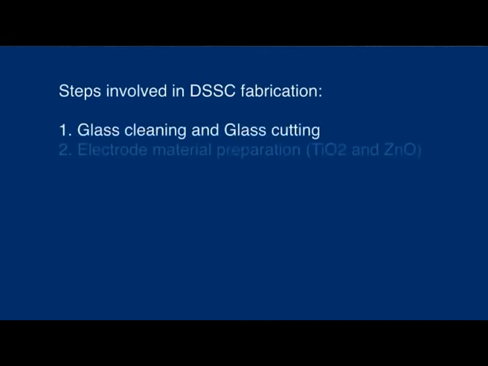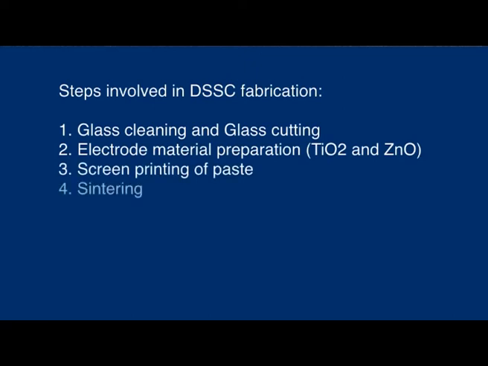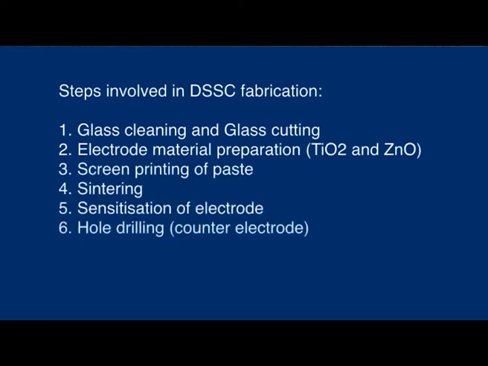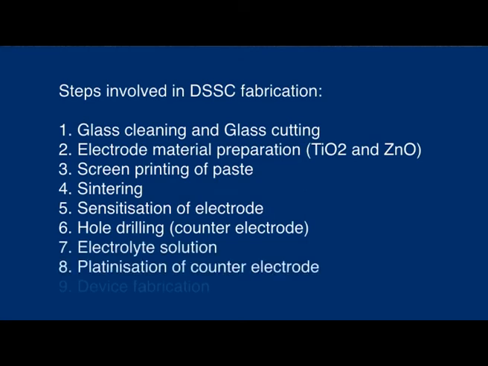First one, glass cleaning and glass cutting. Second one, electrode material preparation. TiO2 and zinc oxide are used as the electrode material. Third one, screen printing of the paste, meaning screen printing of the electrode material. Fourth one, sintering. Fifth one, sensitization of the electrode, and sixth one, hole drilling. Seventh, electrolyte preparation, and through that hole we can fill the electrolyte. Eighth is we have to add the platinum on the counter electrode to catalyze the reaction. Finally, the 9th step is the device fabrication by combining the anode, cathode and the electrolyte.